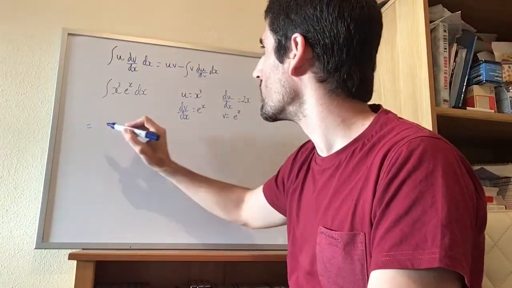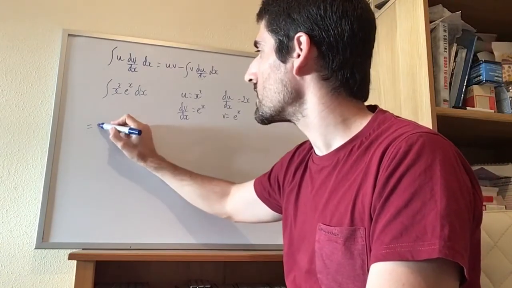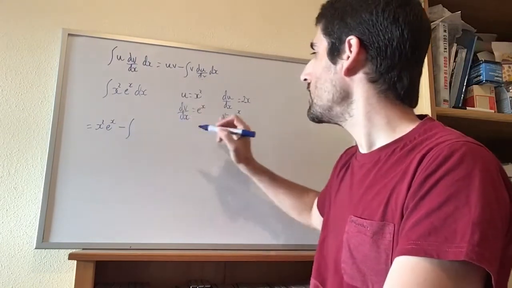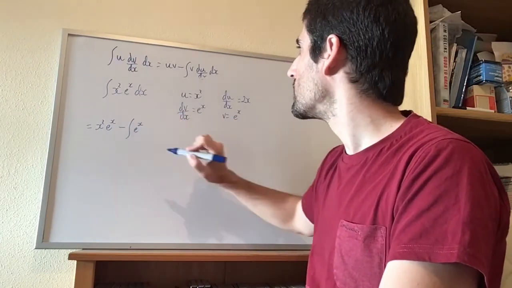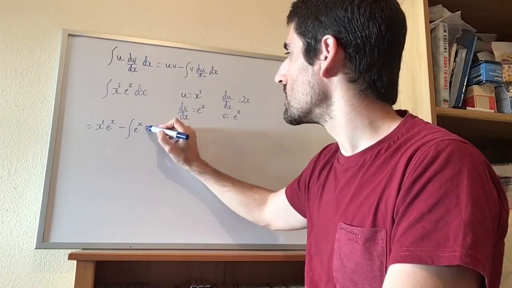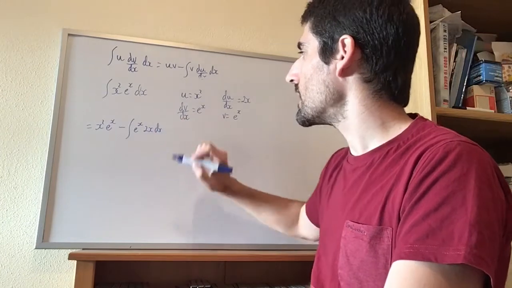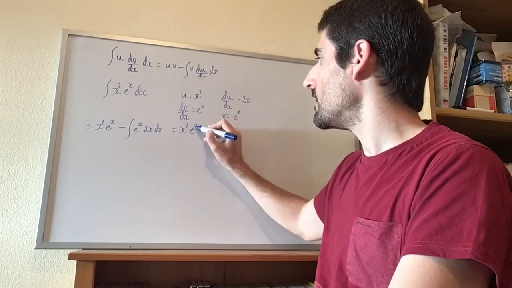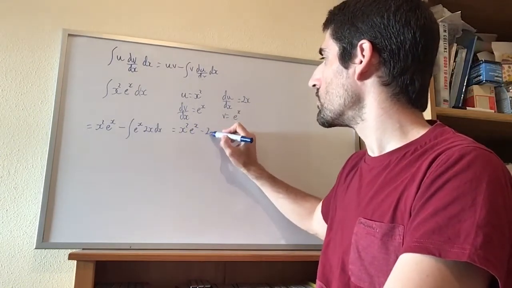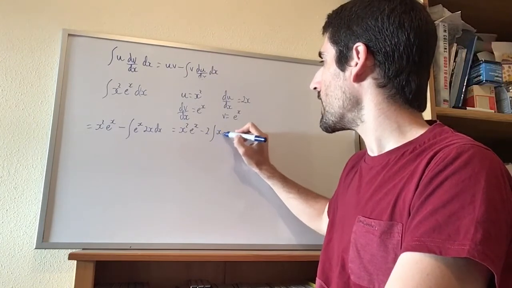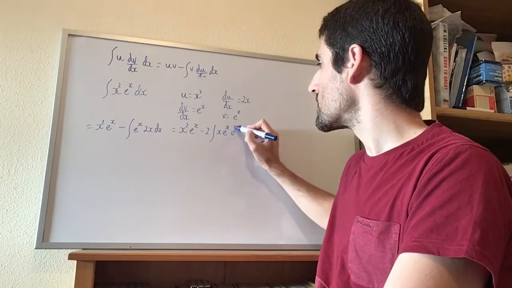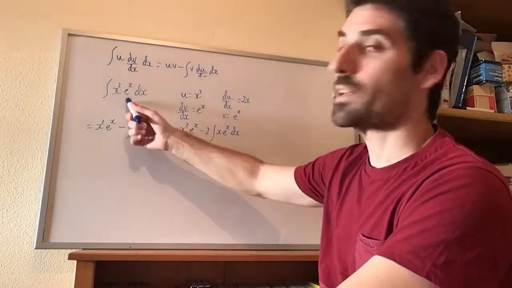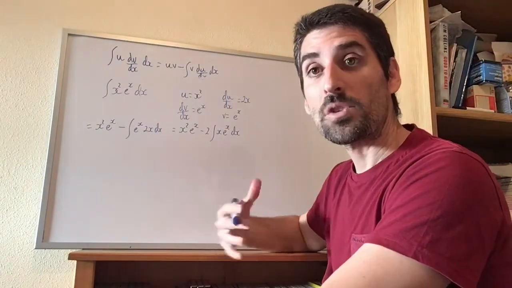So the integral of that is going to be uv, so x squared e to the x minus the integral of v, which is e to the x, du over dx is 2x dx, which is going to be x squared e to the x minus 2 times the integral of x e to the x dx. And you can see that here I've got something similar to what I had there. I still got that integral to do, which is a product of functions.